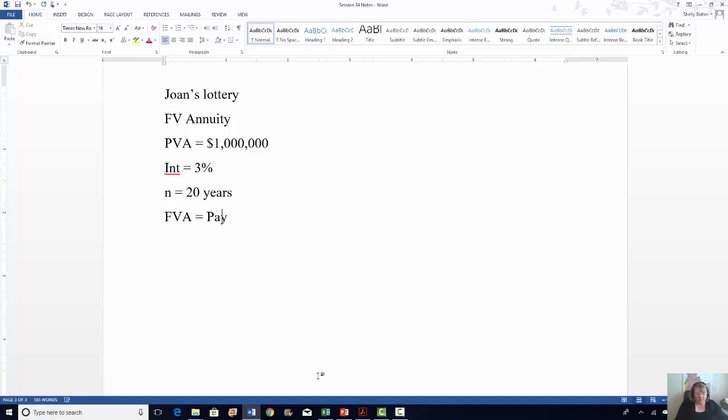Okay. So now we're going to go future value of an annuity is equal to the payments multiplied by the future value of the annuity factor, which is the N and the percent. And now that we have our information and our formula, we can go ahead and fill it in. Future value of an annuity, the payment is $1 million multiplied by the future value of annuity factor.